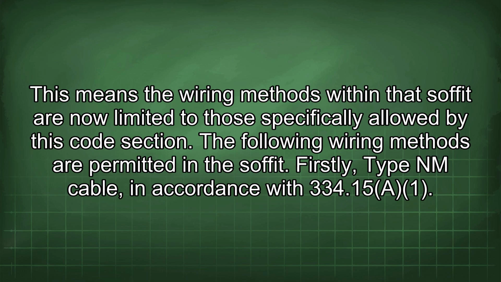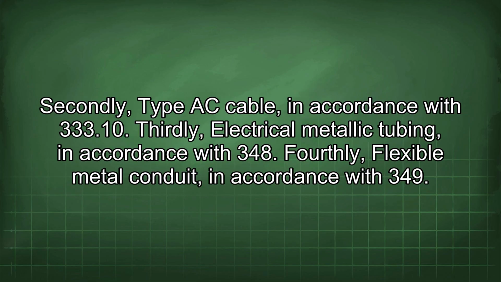The following wiring methods are permitted in the soffit. Firstly, type NM cable, in accordance with 334.15(A). Secondly, type AC cable, in accordance with 333.10. Thirdly, electrical metallic tubing, in accordance with 348. Fourthly, flexible metal conduit in accordance with 349.